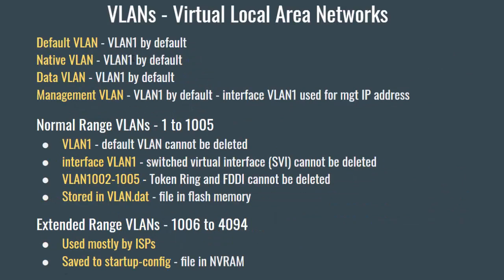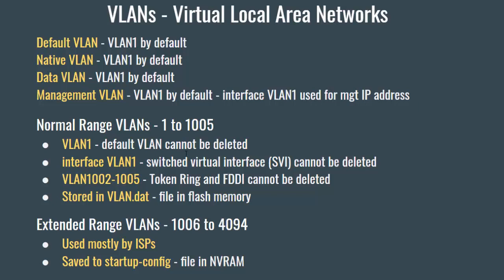We've already said the default VLAN is VLAN 1 by default, the native VLAN is VLAN 1 by default, and the data VLAN is VLAN 1 by default, because all switch ports are in VLAN 1 to begin with, so that's going to be your data VLAN if you hook PCs or end devices up to the switch. Your management VLAN is also VLAN 1 by default, because in the default configuration of the switch, there's an interface VLAN 1 switched virtual interface, which is used for assigning a management IP address to the switch.